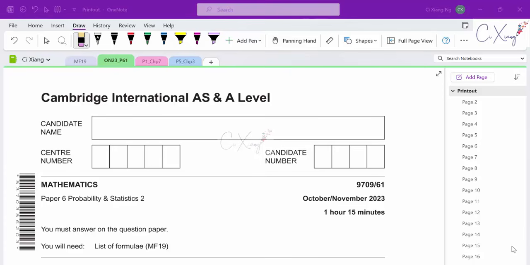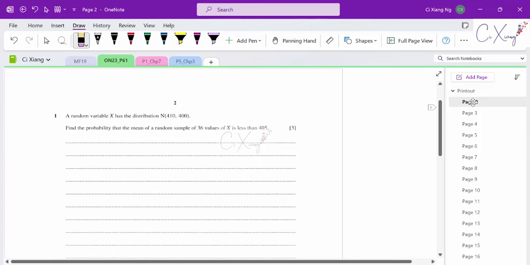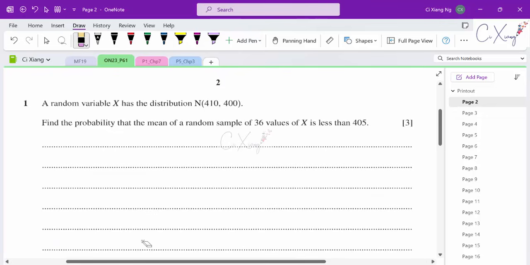So in this video, we are going to discuss the paper 6 from October-November 2023, paper 6-1, which is 36. Okay, so let's start with question number 1.